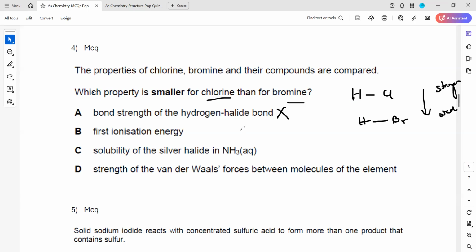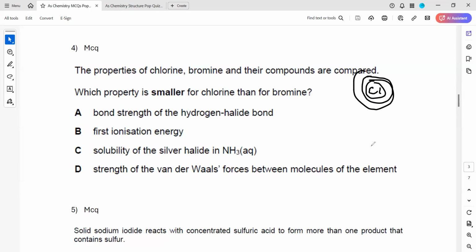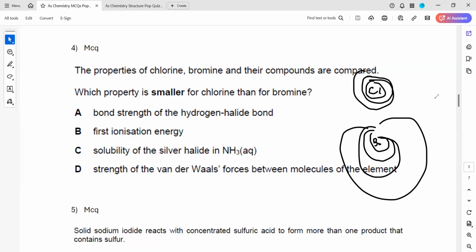First, ionization energy. Ionization energy is the energy needed to remove an electron. If we compare, chlorine has a smaller size and bromine has a larger size. As the size increases, what will happen to ionization energy? It will decrease. So the first ionization energy of chlorine will be greater, but bromine's will be smaller. So it cannot be B as well.